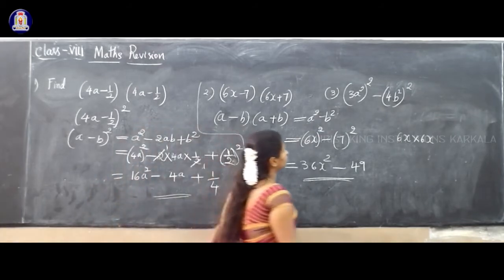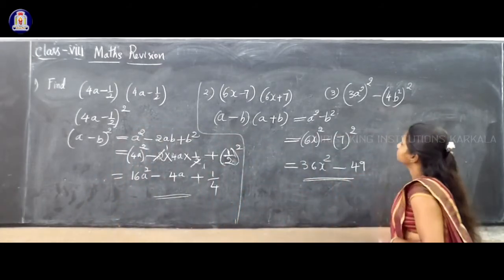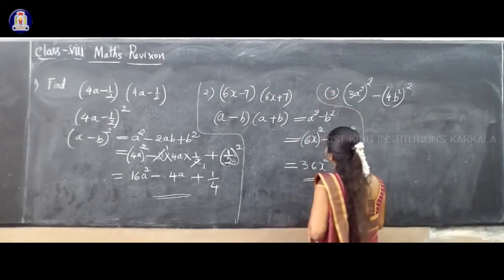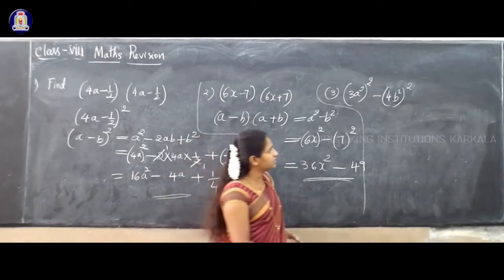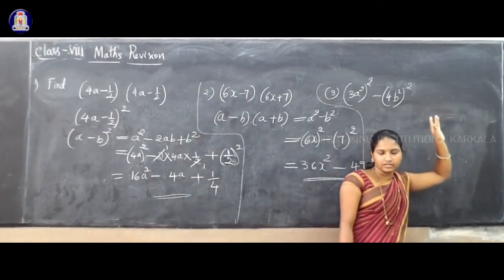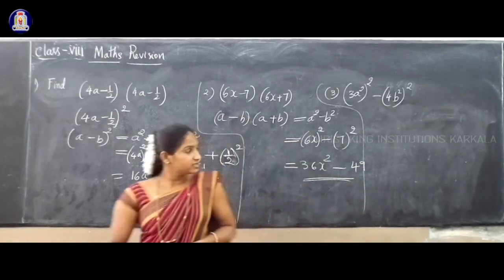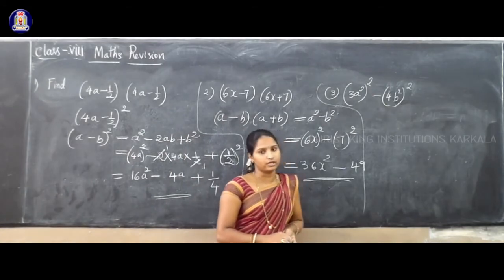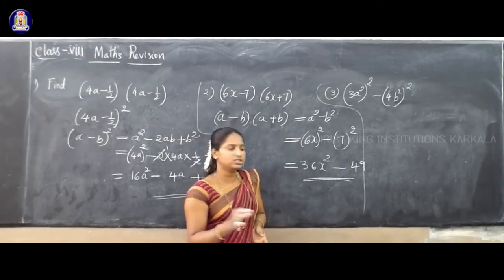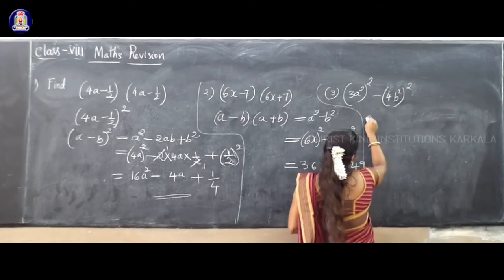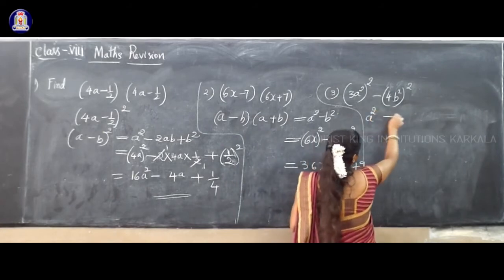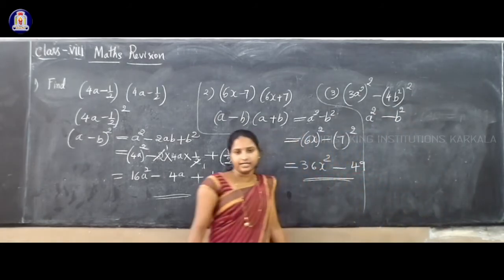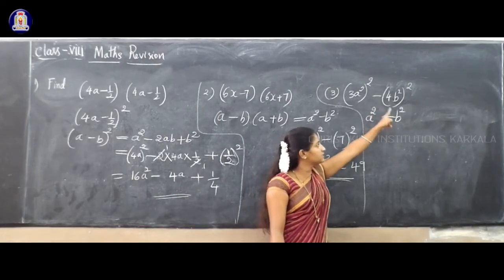Now the last question is here: find (3a square) the whole square minus (4b square) the whole square. Now if you see the question, which identity is suitable? Which identity can we use here? That is a square minus b square, the third identity. Is it correct? A square minus b square.